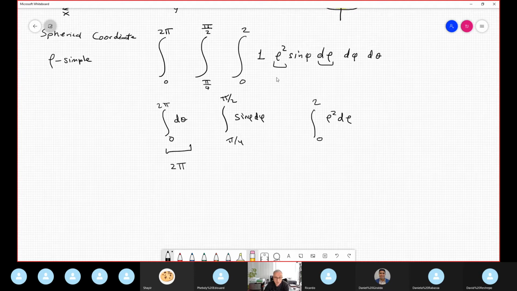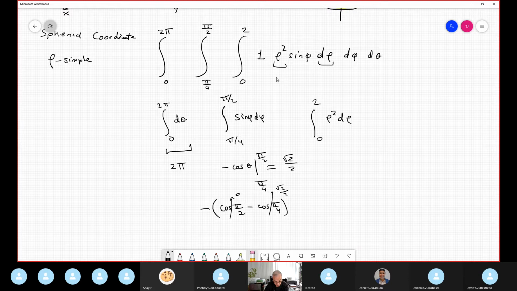This one, bueno. The antiderivative of sine is minus cosine, no? Minus cosine theta, evaluated in between pi over 4 and pi over 2. Let's do it. Minus, parenthesis, cosine pi over 2, minus cosine pi over 4. Bueno, cosine pi over 2 is 0. Cosine pi over 4 is radical 2 over 2. We have double minus, and so the answer of that part is radical 2 over 2.